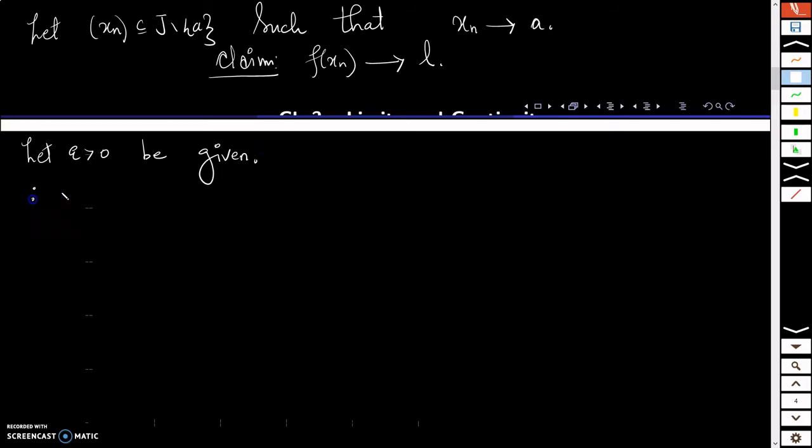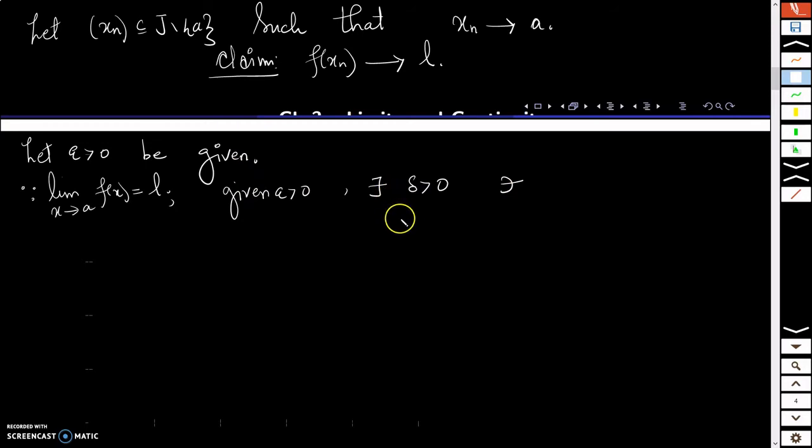Now, since the limit as x tends to A of f of x is L, for this given epsilon positive, by the definition of limits that we saw in the last session, I can find a delta greater than 0 such that whenever I take points x in J with the condition that the absolute value of x minus A is less than delta, this will imply that the absolute value of f of x minus L will be less than epsilon.